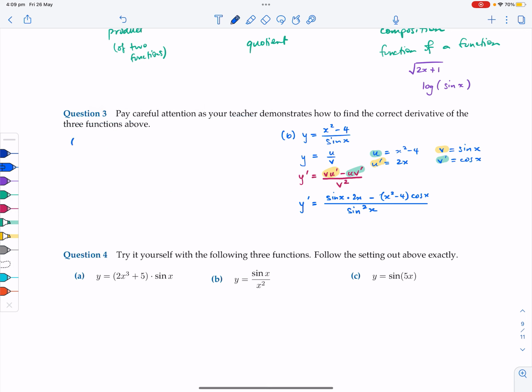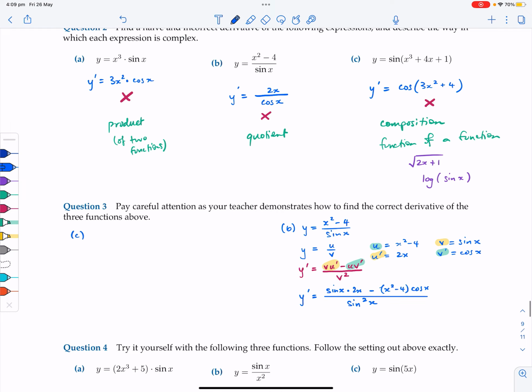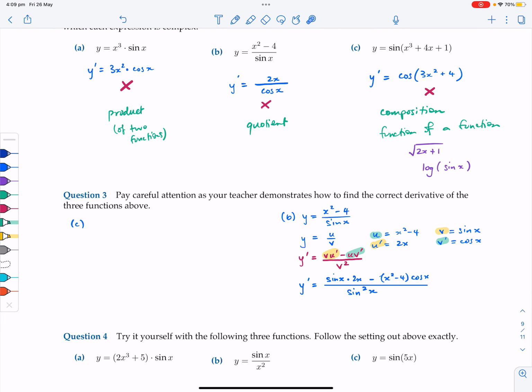And for question C, now this is quite different. So product and quotient are obviously related. You can actually get by without a quotient rule at all, and you can express everything as a product. So for here, you could have said y equals x squared minus 4 times cosec x, right? So now it's a product, okay? I'm not saying that's a better way to do it, it's not, but I'm just saying that the quotient rule is really just a different expression of the product rule.